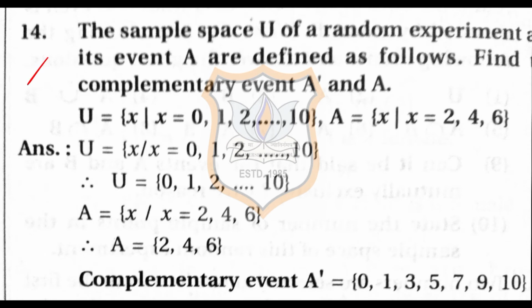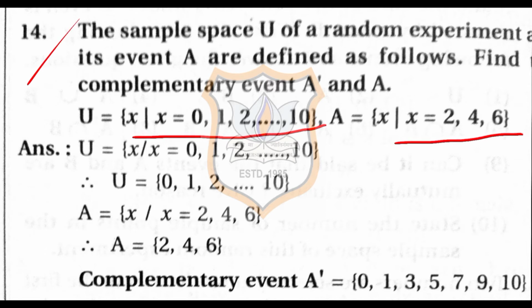Now let's do question number 14. The sample space U of a random experiment and its events are defined as follows. Find the complementary event A dash. The universal set U is x equal to 0, 1, 2, 3 up to 10 and A is equal to 2, 4, 6.